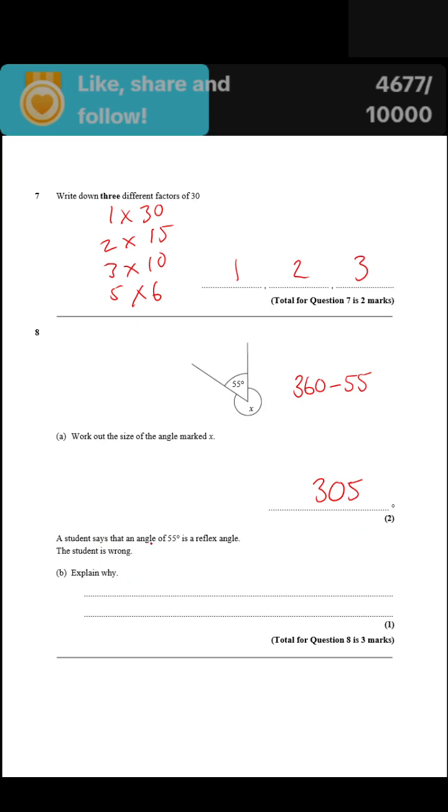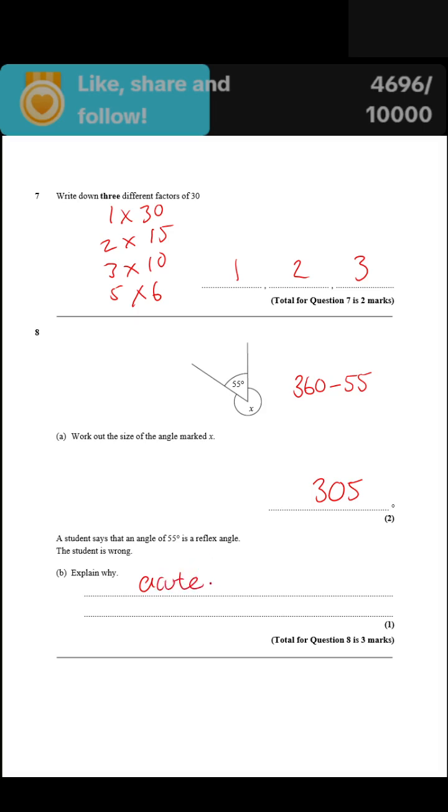So a student says an angle of 55 degrees is a reflex angle. The student is wrong. Explain why. So what kind of angle would 55 degrees be? So it's not a reflex angle. So again, answer in the comment section if you know. Perfect. There we go. So it's an acute angle. So a couple people say I don't know. Fair enough. So an acute angle is what the answer is.